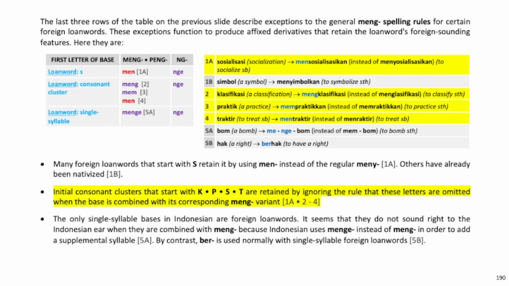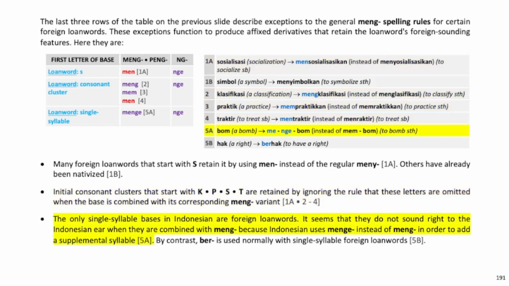Example 3, you don't drop the p, you keep it: mempraktikkan. Example 4, same thing. You keep the t, but you use the meng form that you would normally use with a t. In example 4, for traktir, you combine it with the regular men, but you keep the t to give mentraktir instead of menraktir.